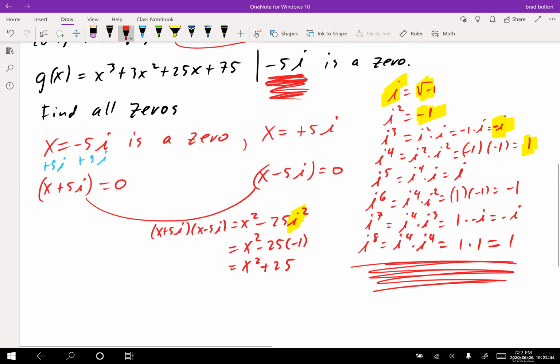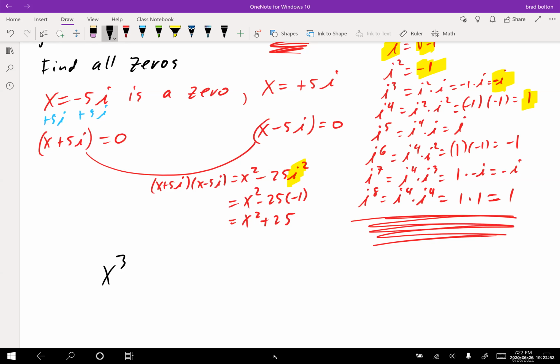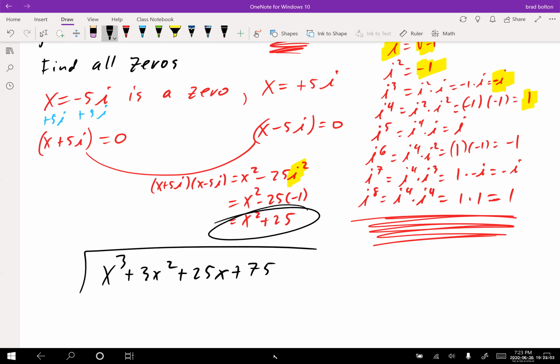So let's look at this. So now we can do long division. So I'm going to do x cubed plus 3x squared plus 25x plus 75, and I'm going to divide it by what I just built, okay? X squared plus 25.